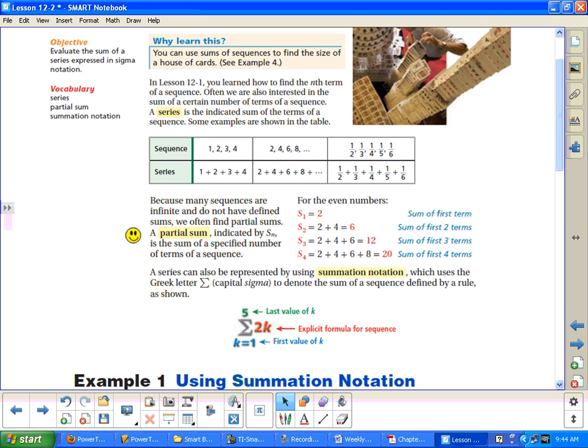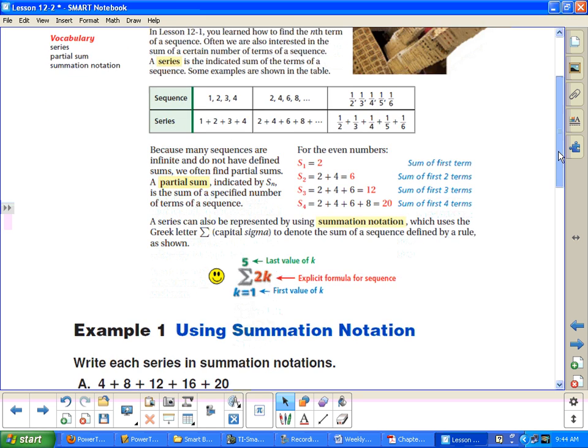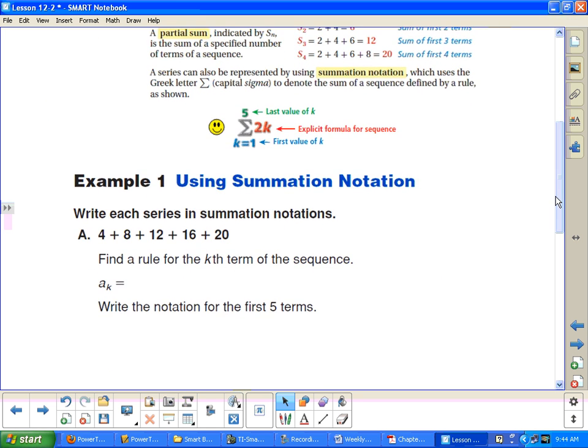A series can also be represented by what's called summation notation, and that uses the Greek letter sigma. Mr. Hagar was looking for that, and I actually remembered where it was at. If you want to know, you're going to have to ask him later. I'm not going to tell you where it is. That'll be a way you can check your answer. It's on your calculator.